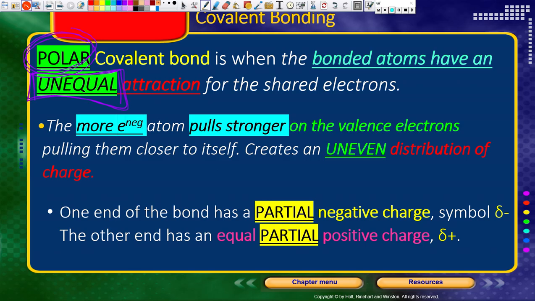So the more electronegative atom pulls stronger on the valence electrons. I'm going to stop there. I'm going to go back to the last unit. Which orbitals are valence? Very good. S and P. Just throw that in there. Pulling them closer to itself, that creates an uneven distribution of charge. Now, remember a second ago I told you I was going to go back to one of the drawings.